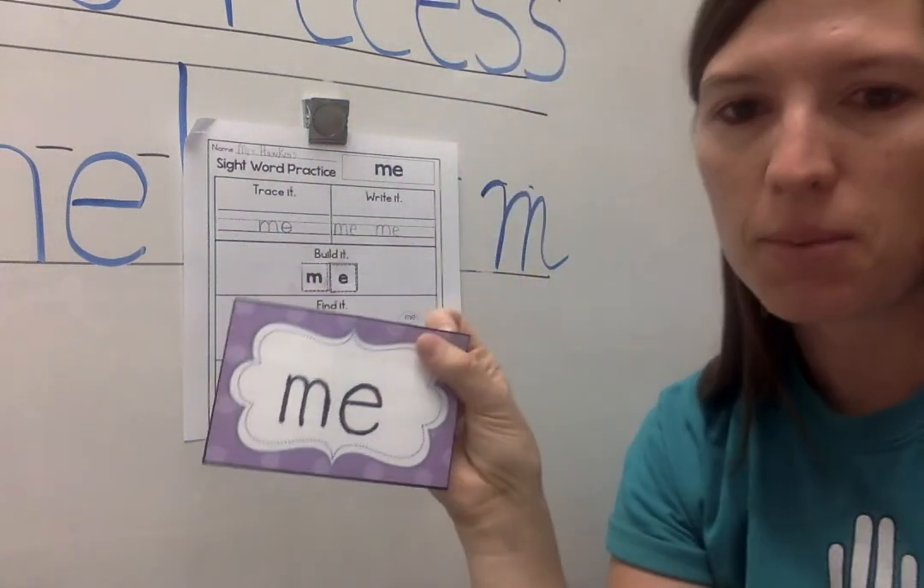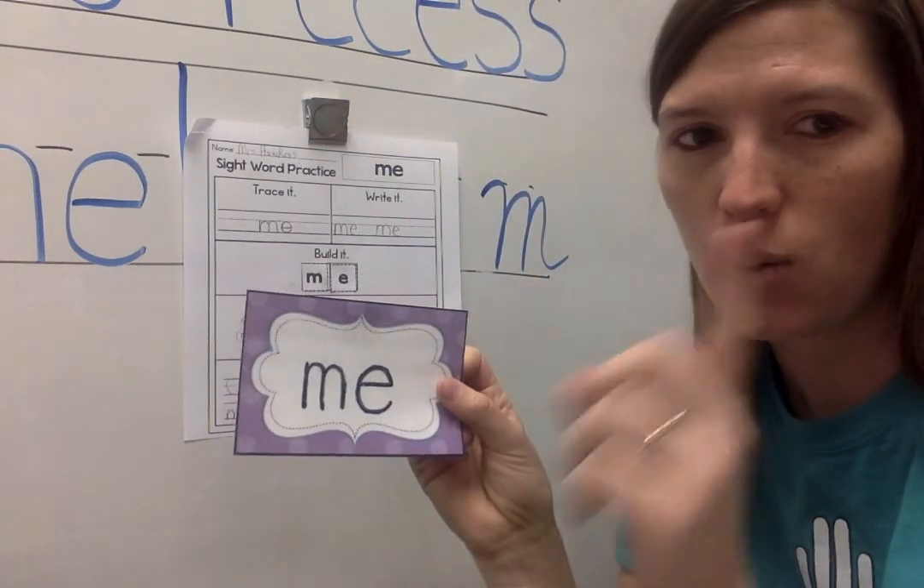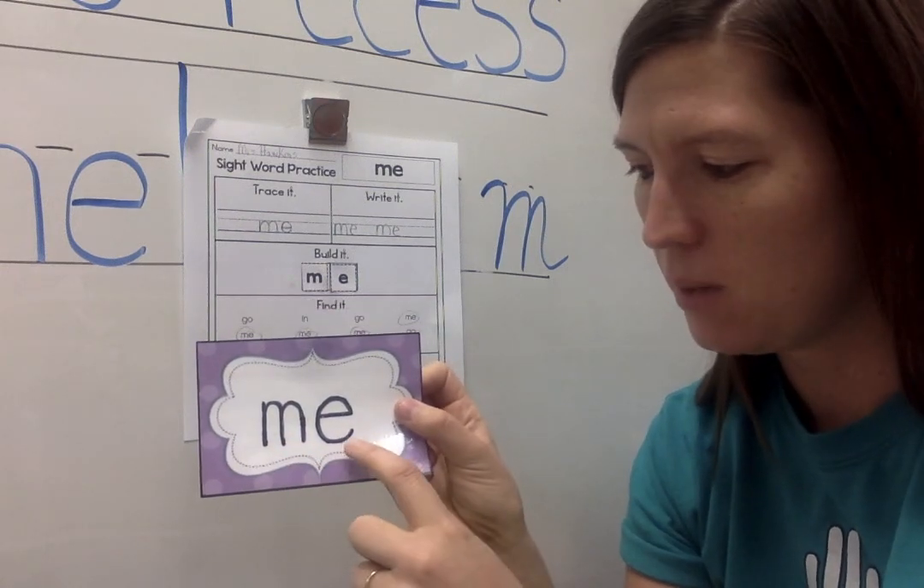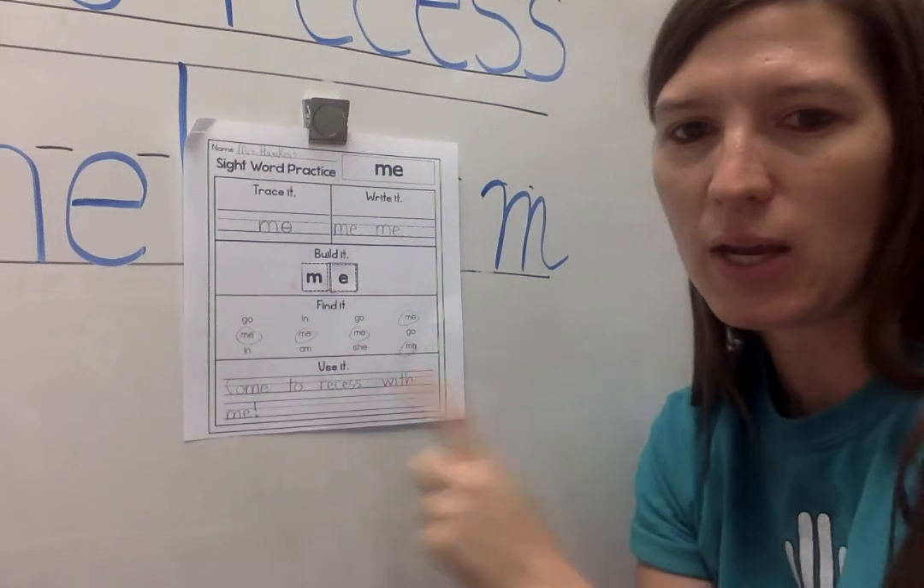Now it's your turn. Here's our new word, me. Let's spell it and read it 1 time. M-E, me. Go ahead and get your worksheet done.